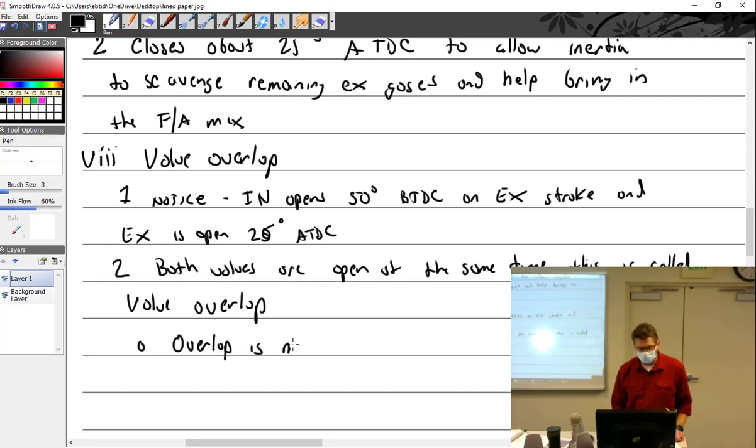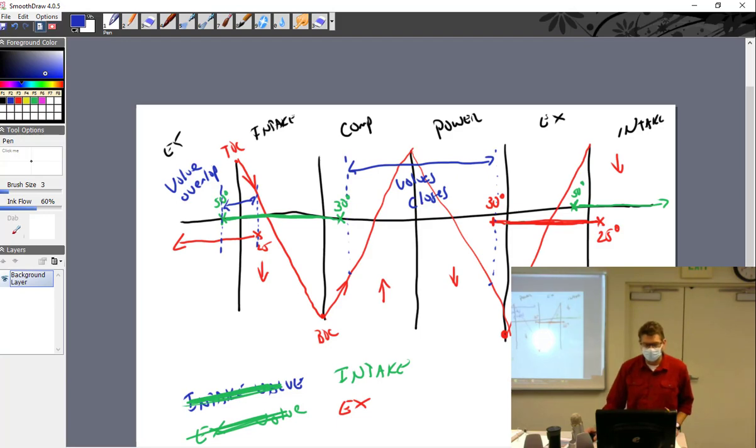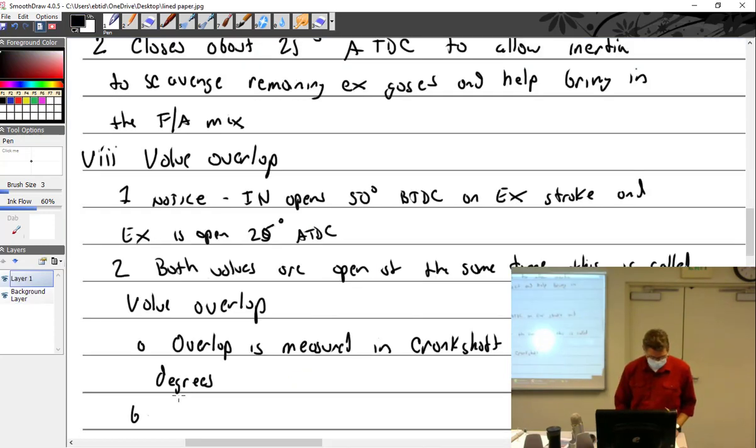Overlap is measured in crank degrees, crankshaft degrees. So what is my valve overlap? Go back to the drawing. How much? 75 degrees. Well, how do you get that? 50 before, 25 after. 50 plus 25 is 75. All right, that wasn't too hard. So this overlap is 75 degrees.